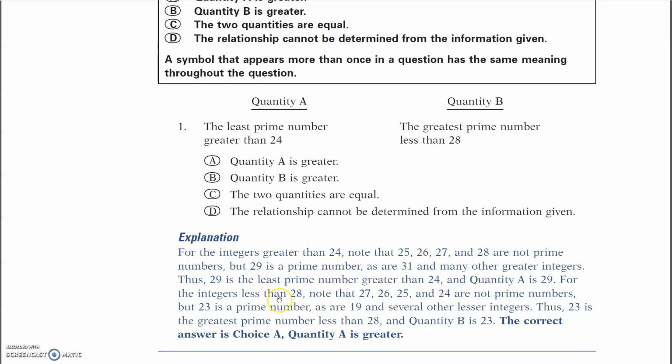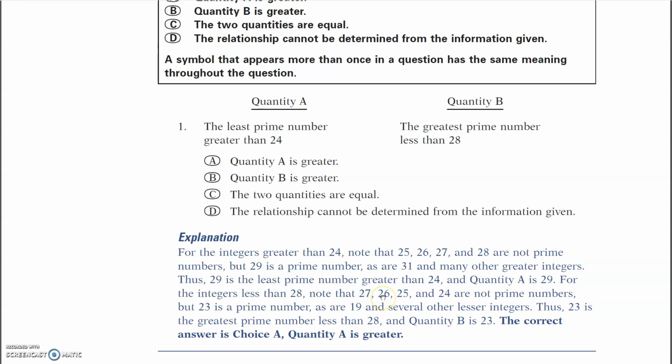The other one here is this. They say the greatest prime number less than 28. Greatest prime number less than 28. Now, that means the prime number must not be more than 28. Let's look at it.